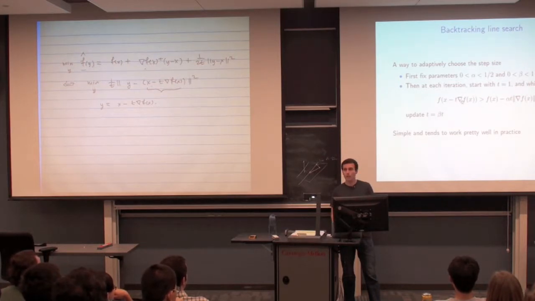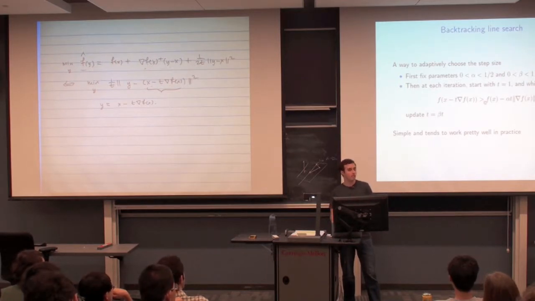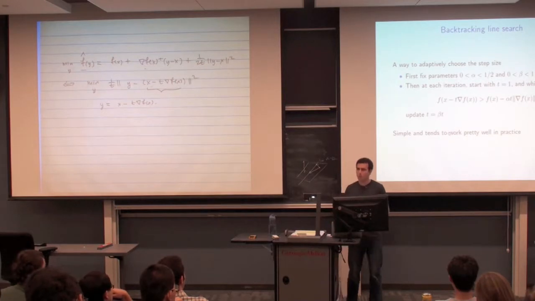So while that's too big, we're going to keep multiplying t by beta, where beta is less than 1, so we're going to keep on decreasing t. And then when this passes, we're just going to say, okay, I like that t, and we're going to take the gradient step and go on to the next iteration. So it's simple and it tends to work pretty well in practice.